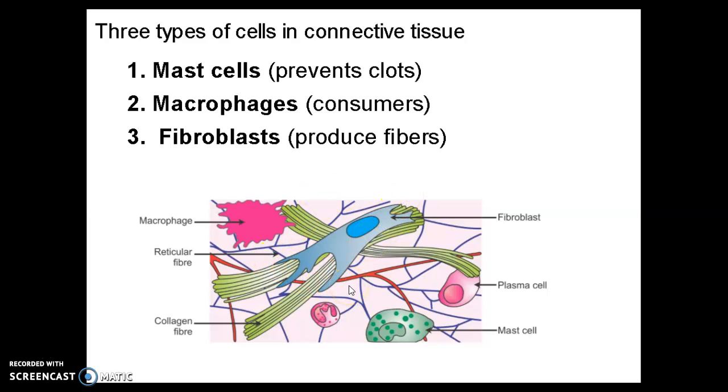Depending on the type of tissue, you could also get some other cell types in there. For example, you could get bone cells if we're talking about bone. You could get fat cells if we're talking about fat. So, each connective tissue might be differentiated in such a way that it has different cell types, but these are sort of the main cells that you're going to find in the majority of these connective tissues.